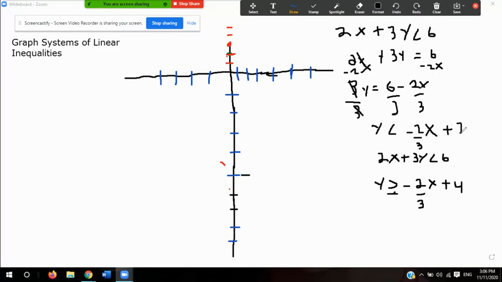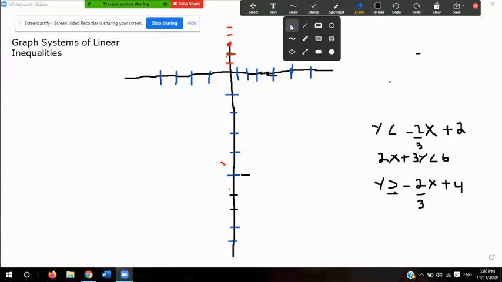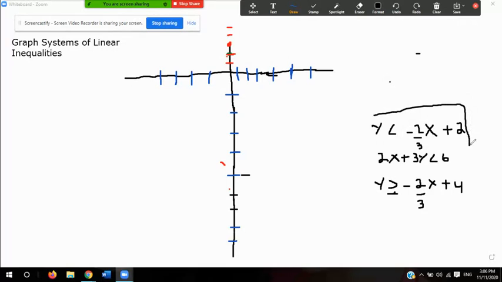Now that I have it solved for y, I'm going to graph that inequality first, and then graph the other one to see if they do have a solution or if they do not. So let's graph that now that I have my inequality solved for y. Let me box that answer in. This is the answer that I got when I solved the first inequality for y, so this is what I'm going to graph now.